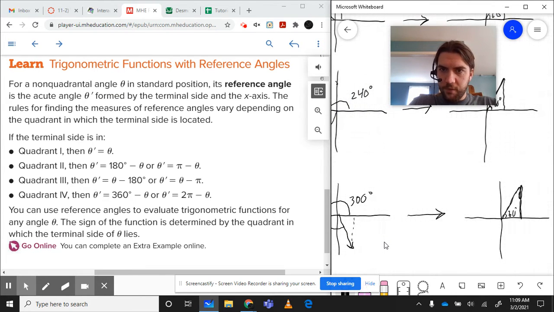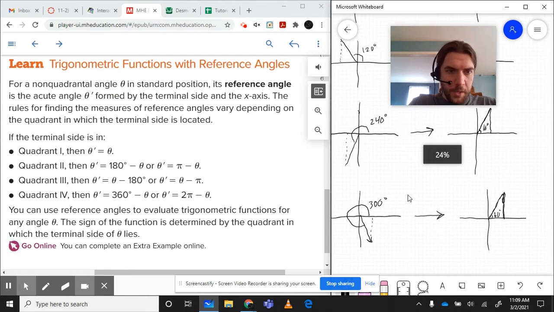In all these examples, I used the same number. Got a 60 each time. That wouldn't be the case all the time. It says over here, pi minus theta, theta minus pi, 2 pi minus theta. So just remember that these are in radians. So this is 2 pi radians versus 360 degrees. This is pi radians versus 180 degrees.